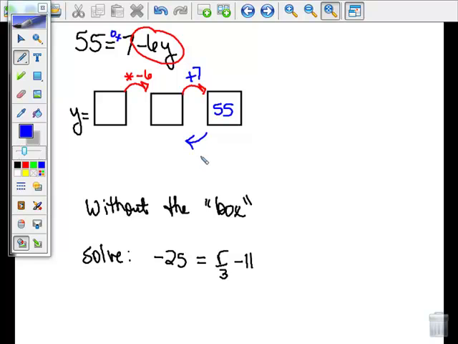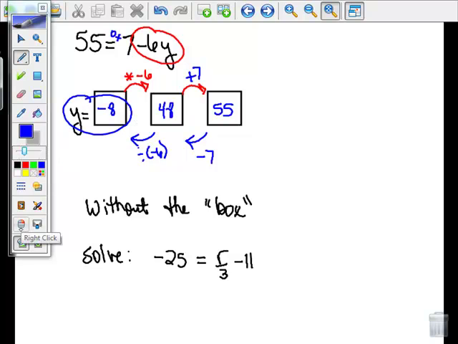So now I undo this and I subtract 7. So 55 subtract 7 is 48. And then the inverse operation of multiplying by negative 6 is dividing by negative 6. 48 divided by negative 6 is negative 8. So y would equal negative 8.